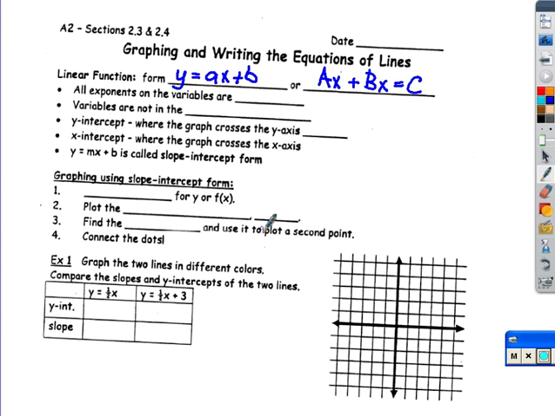Hello, today we will be working on graphing and writing the equations of lines. So let us get started.